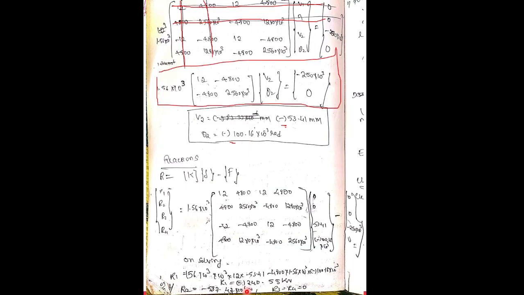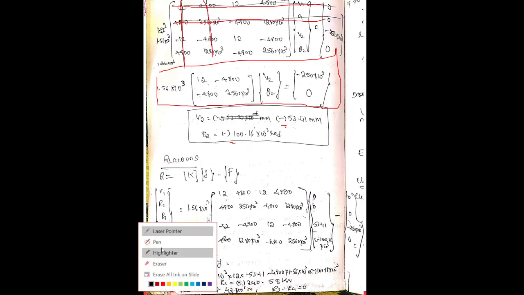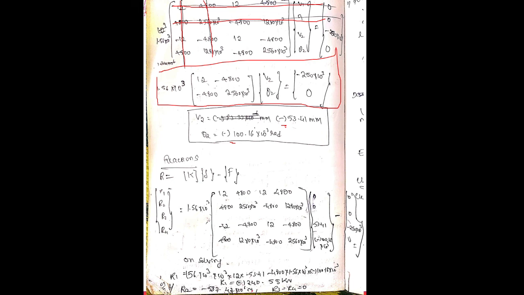Therefore R1 will be in Newton or kilonewton. R2 will be in radian, because of the movement theta 1 the reaction is produced. What is the value we got in radian? I think I wrote Newton. It is wrong, it is radian. R3 is in Newton. R4 is radian.